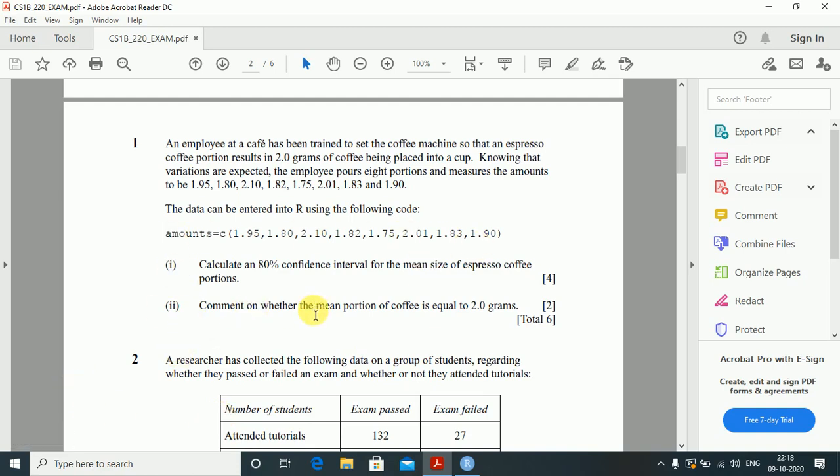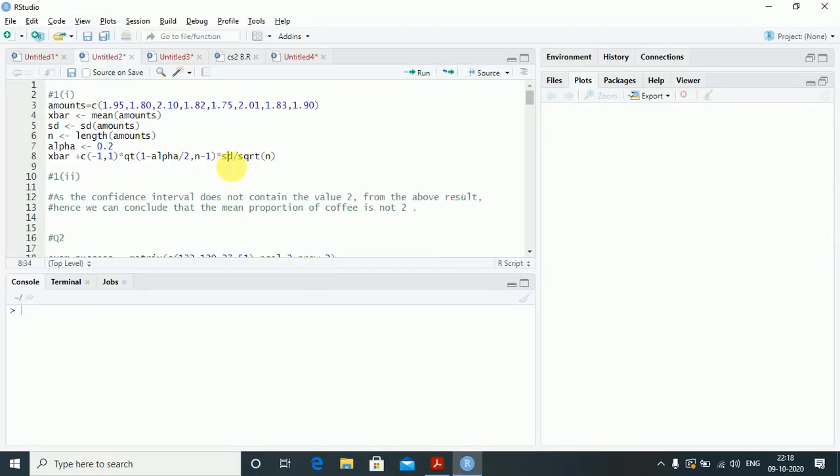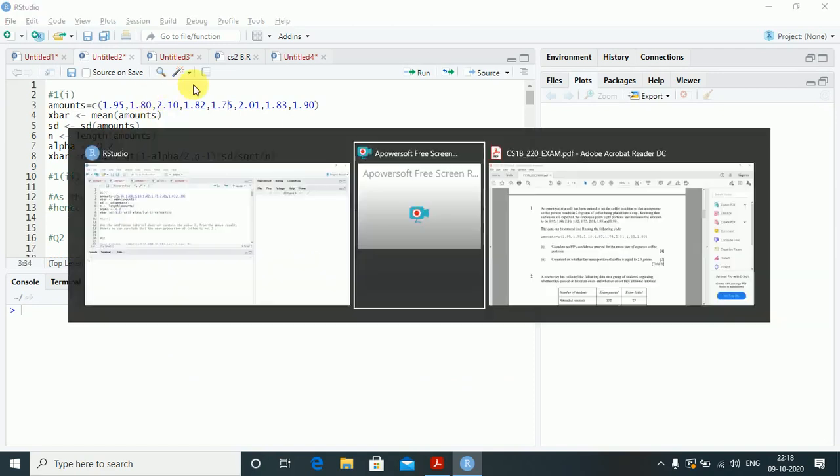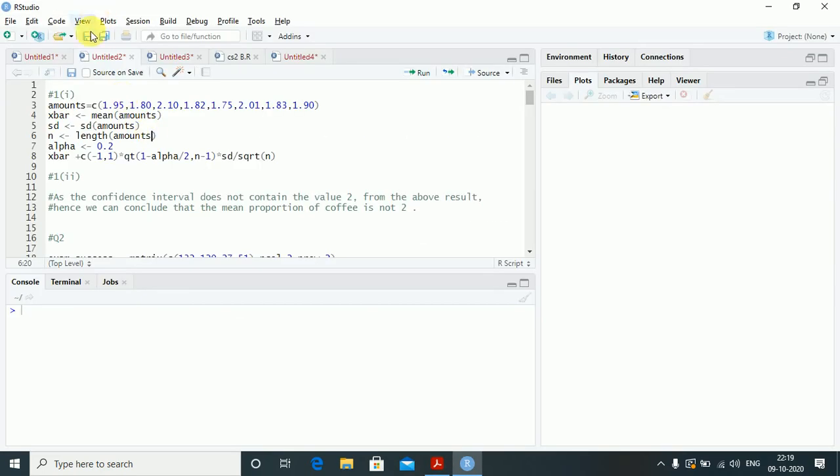Calculate an 80% confidence interval for the mean size of espresso coffee portions. So you have to calculate the 80% confidence interval for all of these. So firstly, amounts I have directly copied from the code. Now since this is a question where we don't have a known variance, obviously this will be a t-test.